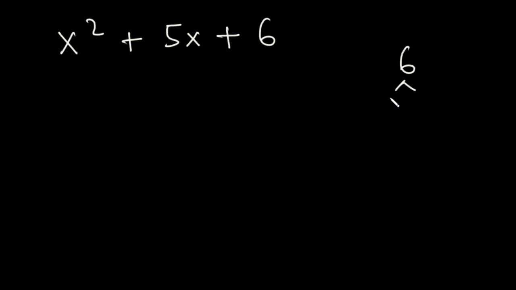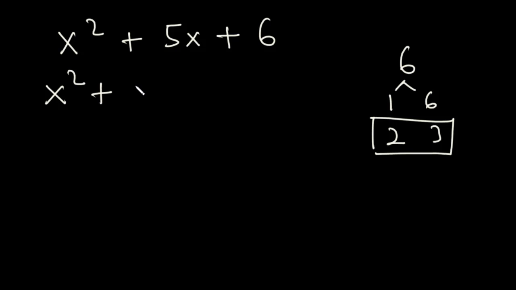Let's factorize x squared plus 5x plus 6. To solve this, we need to find two numbers that multiply to get 6 and add up to 5. Now factors of 6 are 1 and 6, and then 2 and 3. 2 plus 3 is equal to 5, so we can use this set of values. Now we are going to have x squared plus 2x plus 3x plus 6. Now let's try to group like terms.